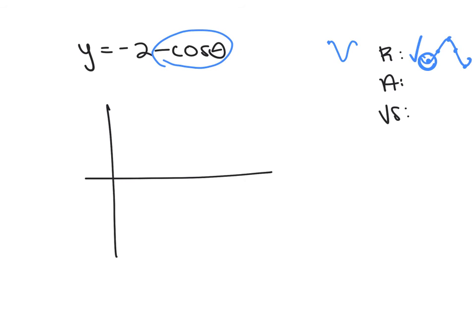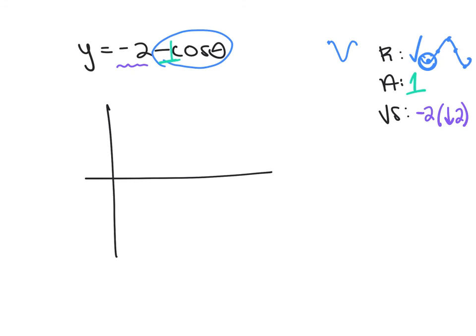Next is our amplitude. Again, the number in front of the cosine, since there isn't a number there, assume a 1, so that means our amplitude is 1. And then lastly, for the vertical shift, it's the number being added or subtracted. Vertical shift of -2 means we are moving down 2. So now we just need to set up our template and graph our cosine pattern.